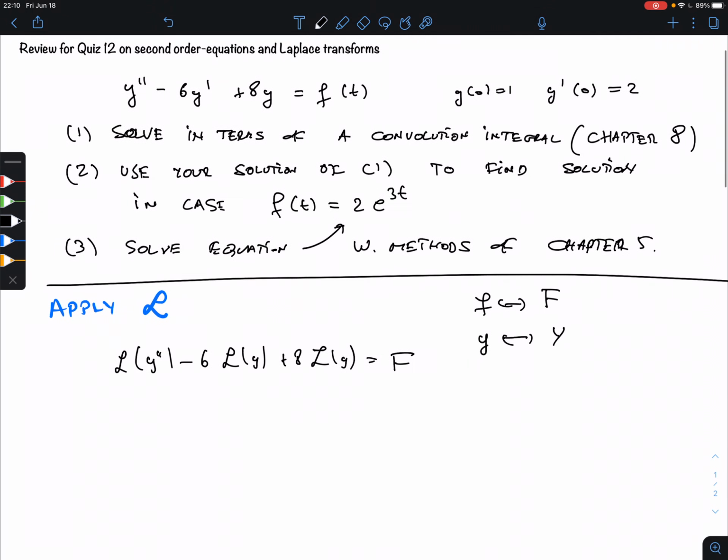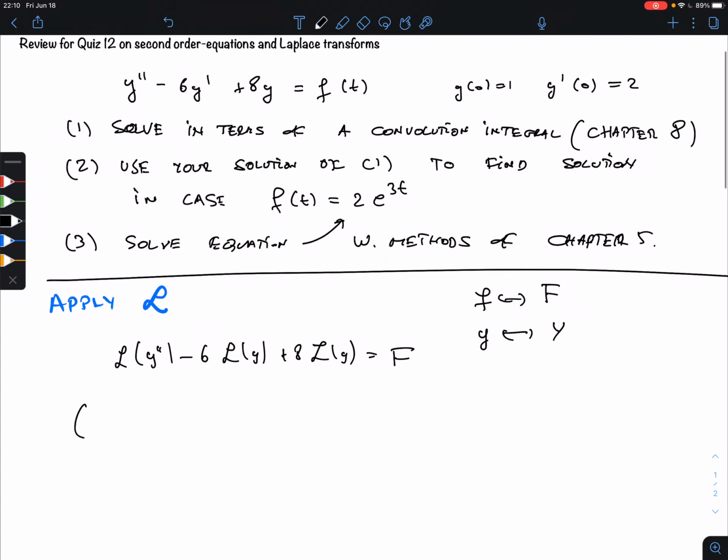Then we have the formulas for the Laplace transform of derivatives. I'm not going to repeat them here. You can look them up in the book or in the lecture video. So this is s squared Y minus, in general, we get one term here and another term here. In here we put in the initial condition y(0), and here the derivative y prime(0). In this case, this would be 1 and 2.